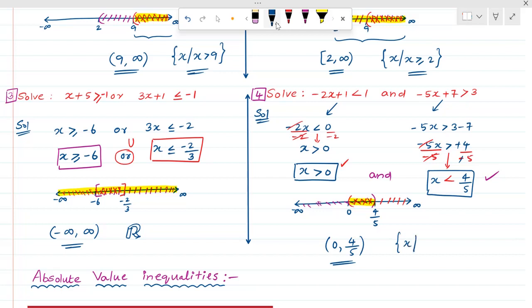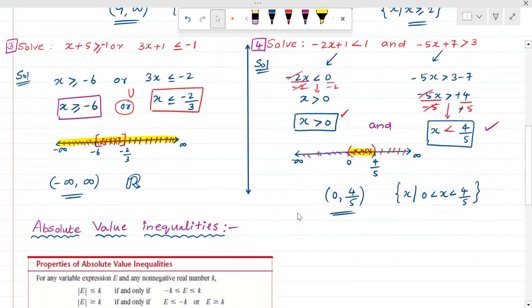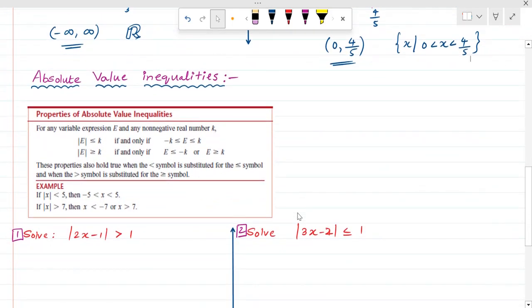In the set builder notation, I will write 0 less than x less than 4 over 5. Suppose if it is closed, I will write it here less than or equal, x less than or equal 4 over 5. Now the next topic, which is absolute value inequalities.